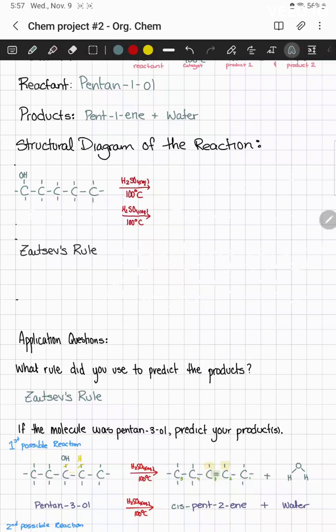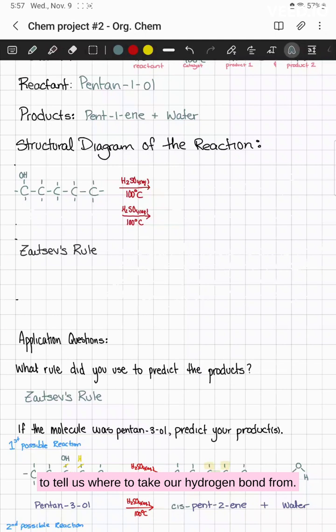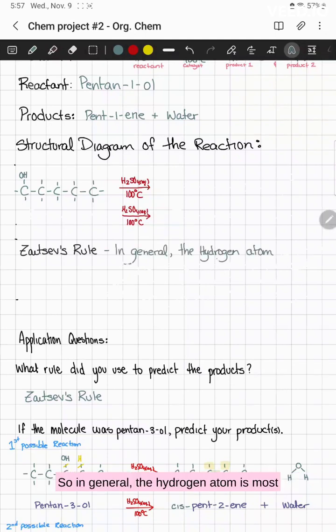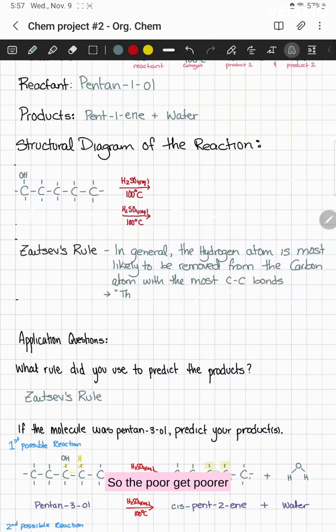rest of the carbons. So we know that an elimination reaction is a reaction that occurs when 2 atoms or groups are removed to form a pi bond. But when we are making a pi bond, we have to follow Zaitsev's rule. And Zaitsev's rule is going to tell us where to take our hydrogen from. So in general, the hydrogen atom is most likely to be removed from the carbon atom with the most carbon-to-carbon bonds. So the poor get poorer in terms of insignificant hydrogens.